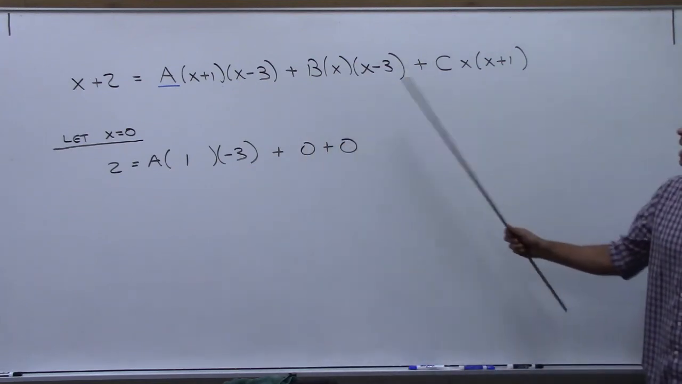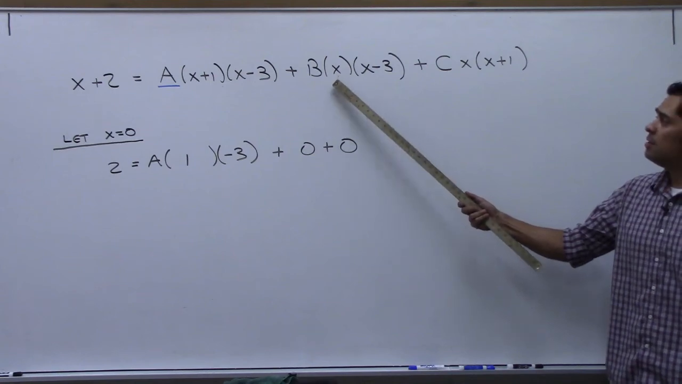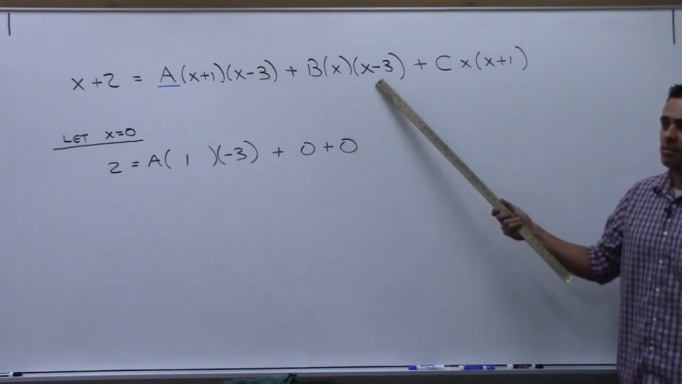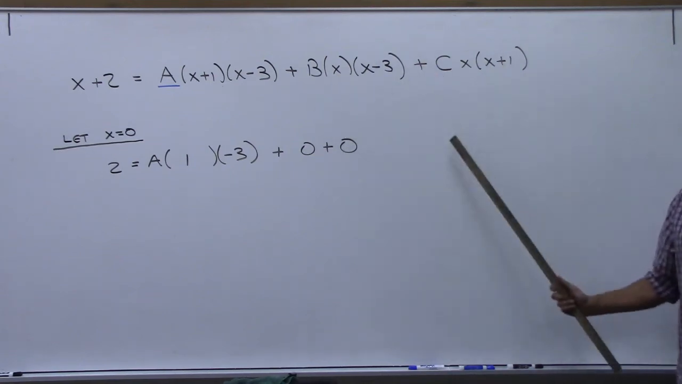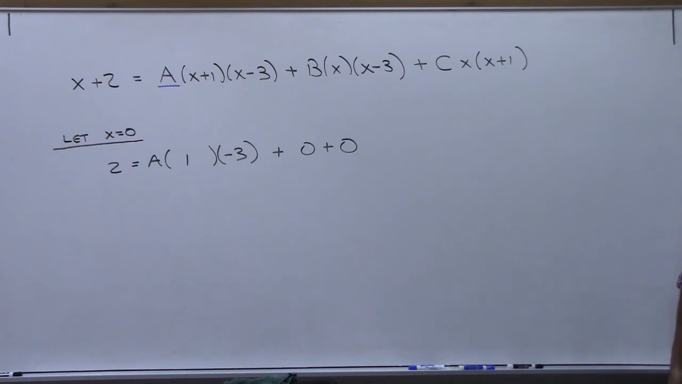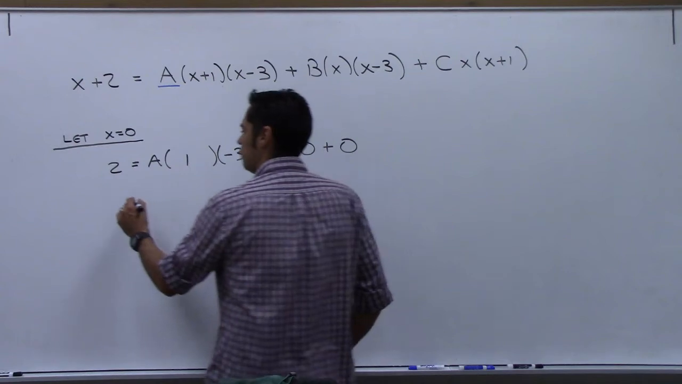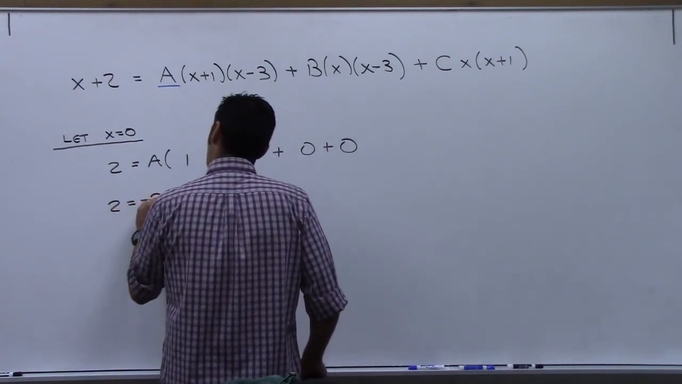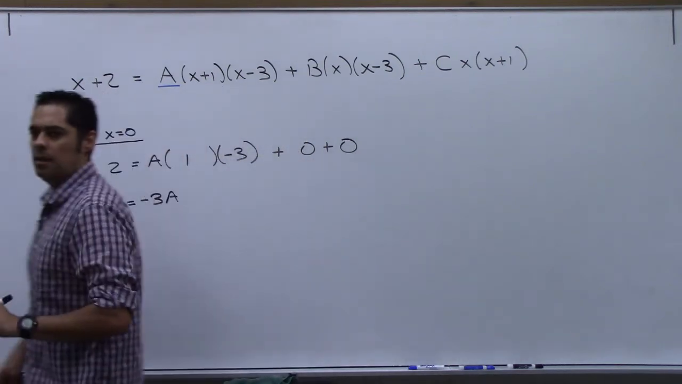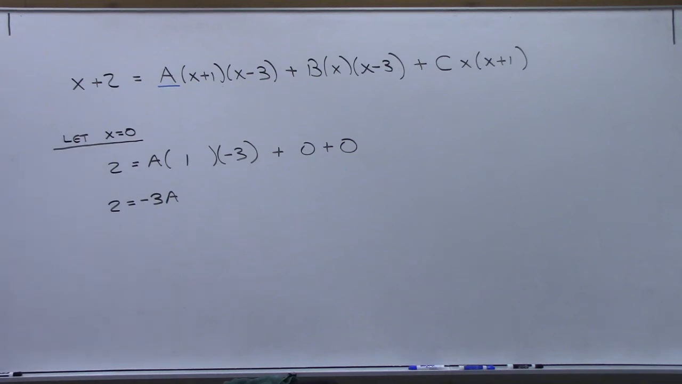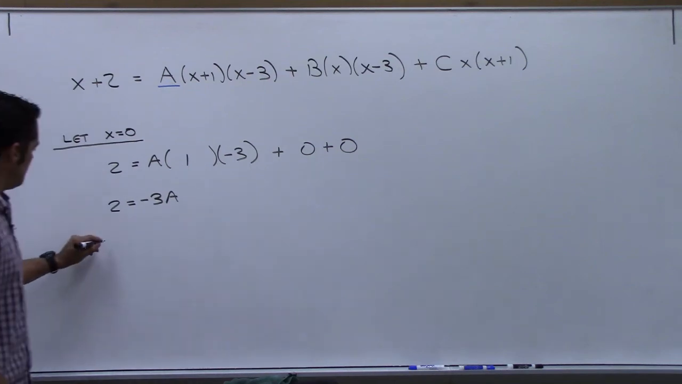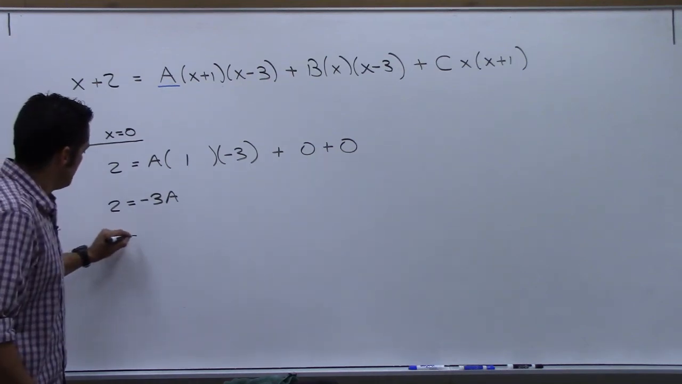Oh, even the B and the C? Yeah, because it's all multiplication, right? 0 times who cares times who cares. It's all zeroed out, all zeroed out. And that just says that 2 is equal to negative 3a. And that means that a is negative 2/3. And then you just put it all back in?